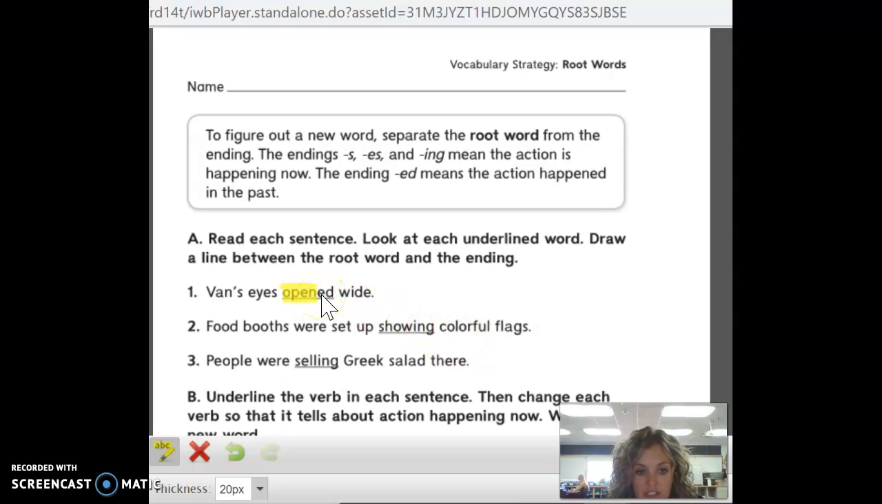I want you to see if you can do number 2 and number 3 on your own. Make sure you submit it at the bottom.